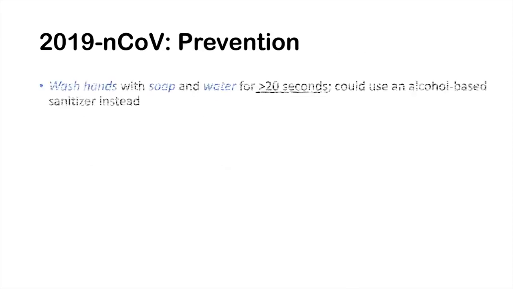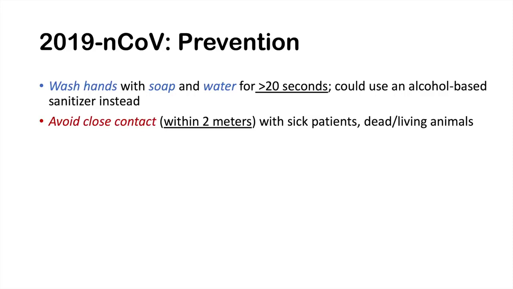If we feel that we may have been in contact with someone that is sick, or we've touched something that another person might have touched, or our hands are dirty, we want to wash hands with soap and water for at least 20 seconds. We could use an alcohol-based sanitizer instead if soap and water are unavailable. We want to avoid close contact with sick patients or dead or living animals. So we want to avoid close contact. Close contact is defined as 2 meters or 6 feet, so a 2 meter or 6 feet radius.